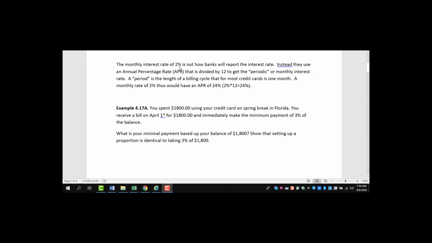Now here it says the monthly interest rate of 2% is not how banks will report the interest rate. Instead, they use the annual percentage rate, the APR, and that's divided by 12 to get the monthly rate. And like I said before, the 2% would have an APR of 24%, because 2 times 12 is 24. So the bank, your credit card, if you look at it, your statement is going to tell you what your annual percentage rate is. To find the monthly rate, you have to divide by 12.